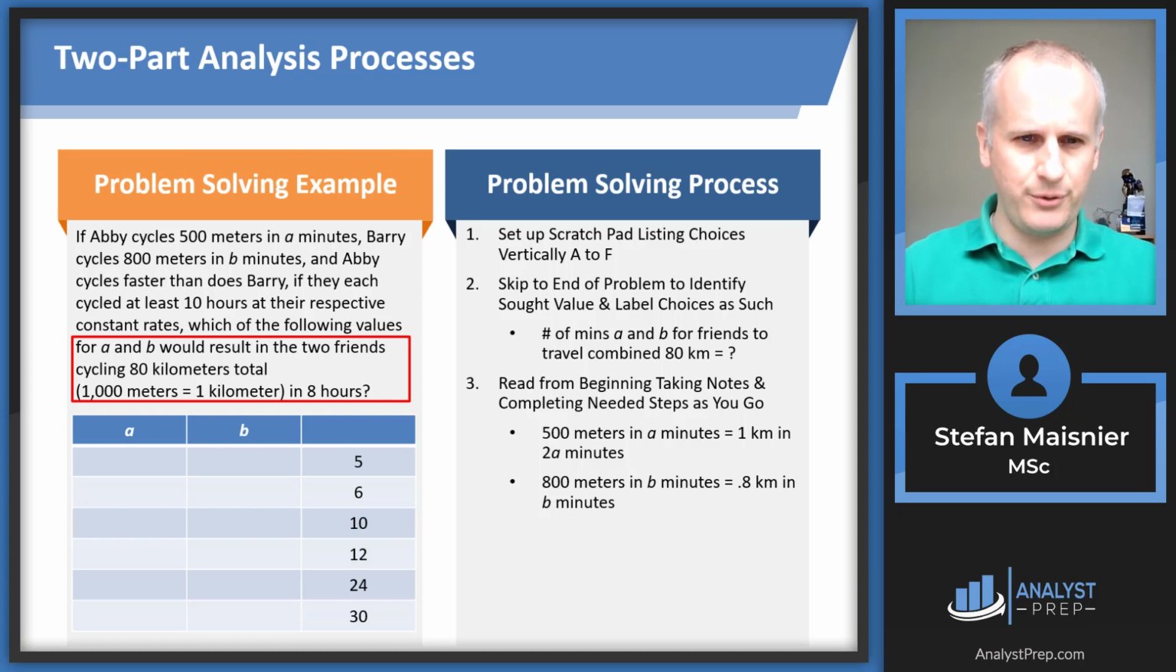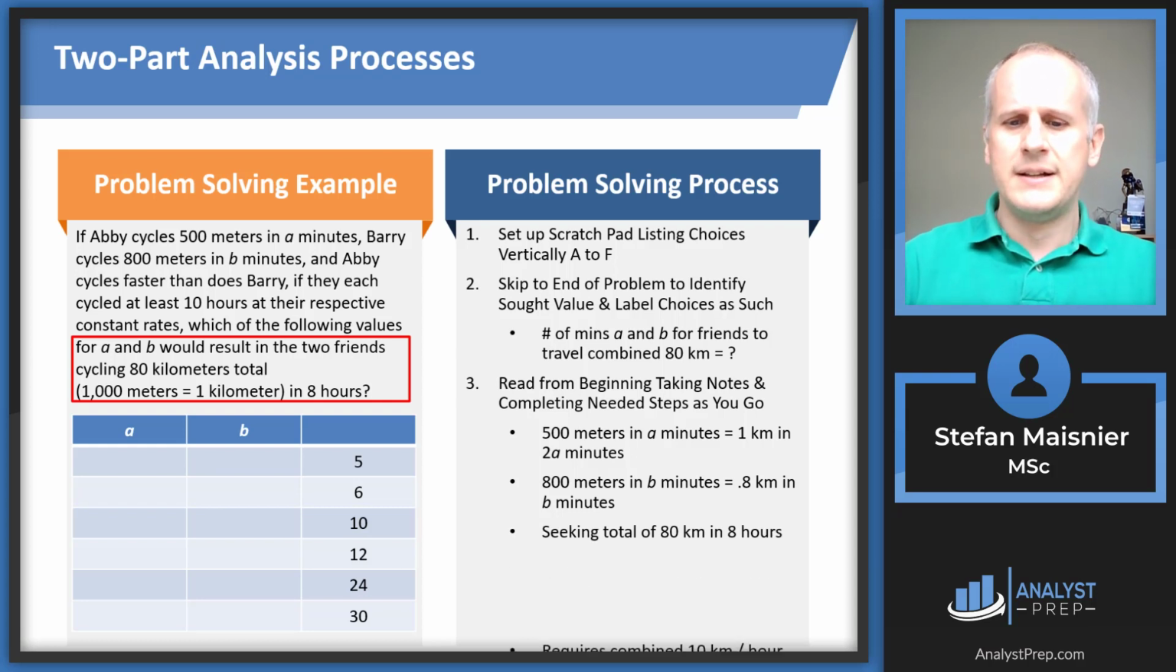And then we're told that Abby cycles faster than does Barry, and that they each cycled at least 10 hours at their respective constant rates, a piece of information that isn't terribly helpful, but makes it so that none of the weird things happen where they're not cycling at a constant rate or they're not continuing for at least the duration as required. We want to find out which of the values for A and B are going to result in those two friends cycling 80 kilometers in 8 hours.